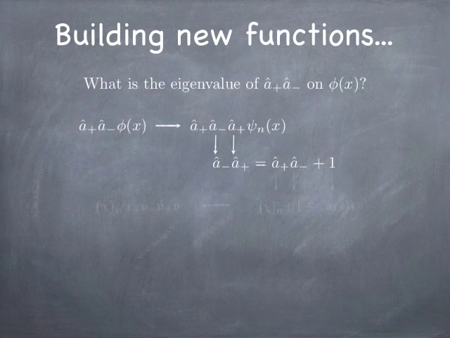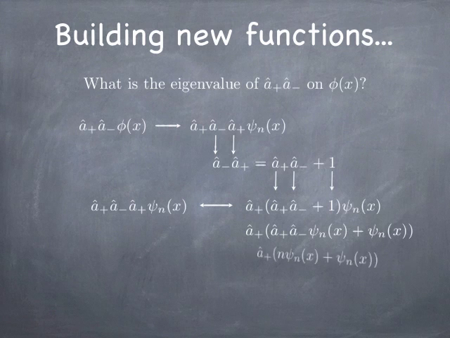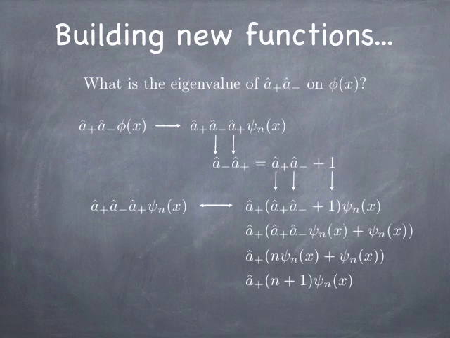So I can put that in, and I can factor out an a plus. But notice that when I do that, I get a plus a minus psi sub n plus psi sub n. But remember that a plus a minus on psi sub n is n on psi sub n. And that means that I can factor out the psi sub n. I get a plus n plus 1 on psi sub n. But now n plus 1 is just a number. So I can take the n plus 1 out, and I see that a plus a minus on phi is n plus 1 on phi. So that means phi is a wave function whose eigenvalue of a plus a minus is n plus 1.